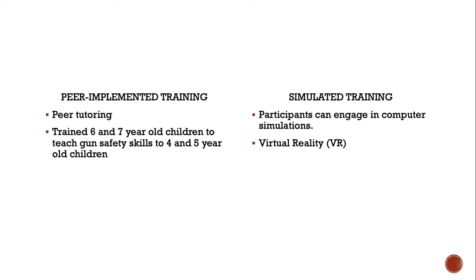The next one is simulated training. Simulated training incorporates computer simulation into training. Participants can engage in target behavior using virtual reality. Some researchers have already demonstrated the effectiveness of VR in teaching skills like safe street crossing.